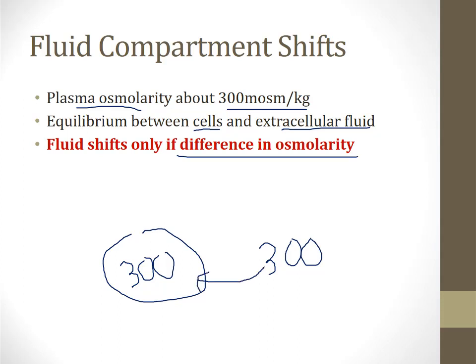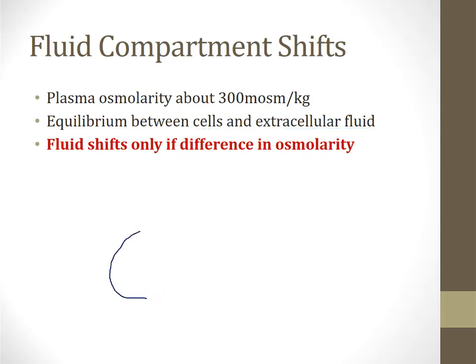It's only going to move inside of the cell if there's a difference in osmolarity between what's inside and what's outside. Now let's imagine we have a cell with 300 milliosmoles inside of it, and we start adding fluid around it that has an osmolarity of 200 milliosmoles.